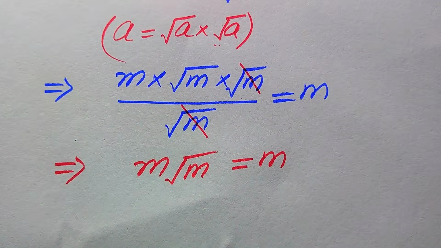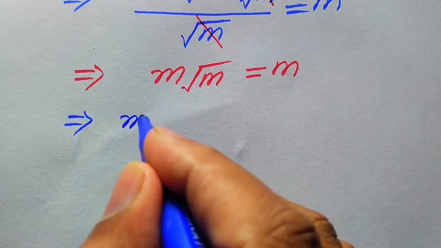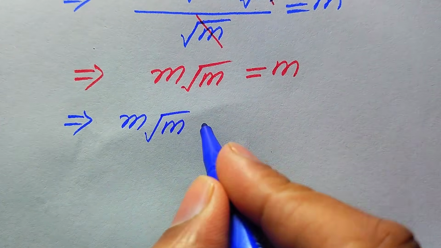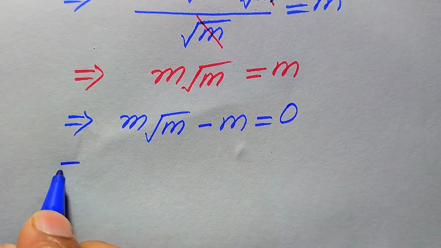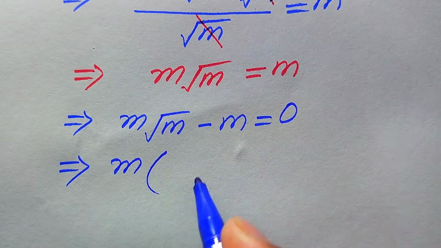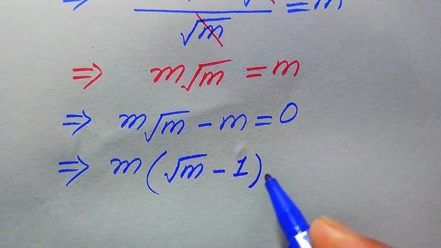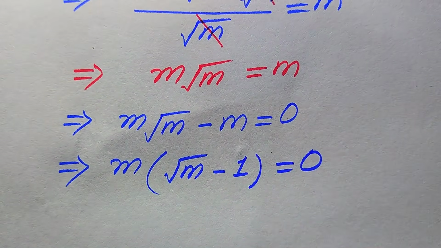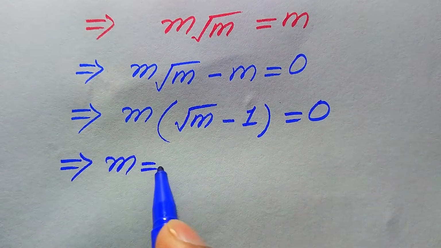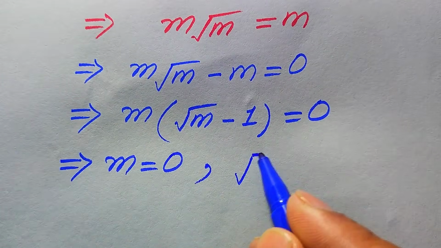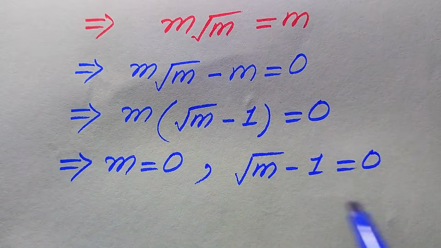In the next step we move the m from the right hand side to the left hand side, and it will be written as m times square root of m minus m equals 0. Both of these two terms involve m, so we take common m from here, and we get the remaining values: square root of m minus 1, and this whole equation equals 0. Now we divide this equation into two cases. The first case is m equals 0, and the second case is square root of m minus 1 equals 0.